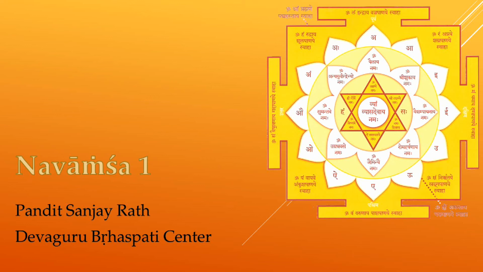Is there any way out of it? Out of a Vargottama? I'll give you mine as an example. Saturn in the second house. Okay, let's take Ronnie's chart.